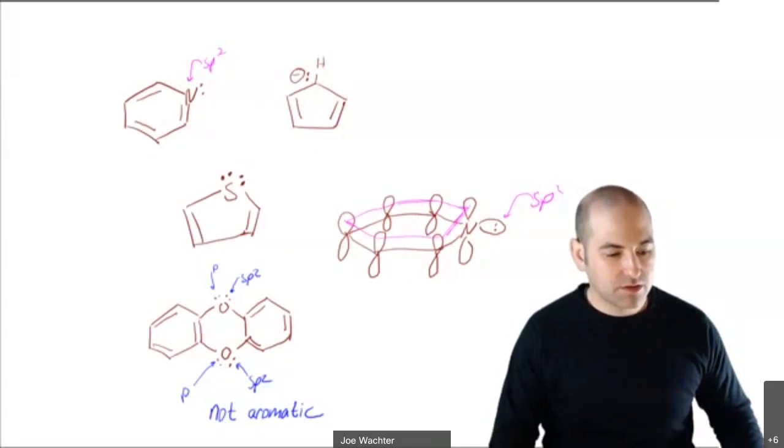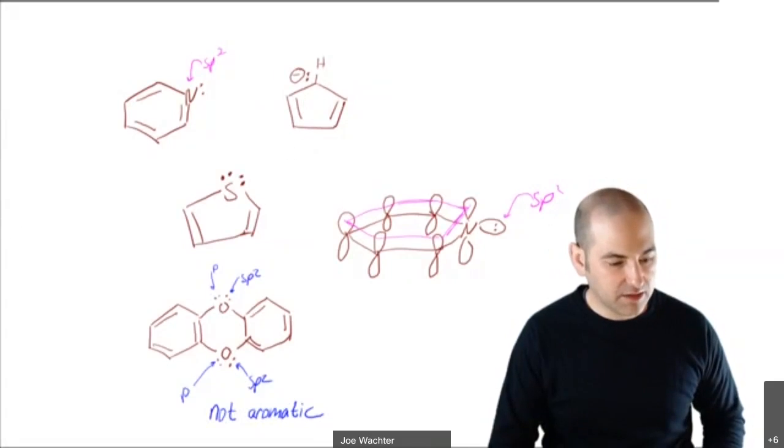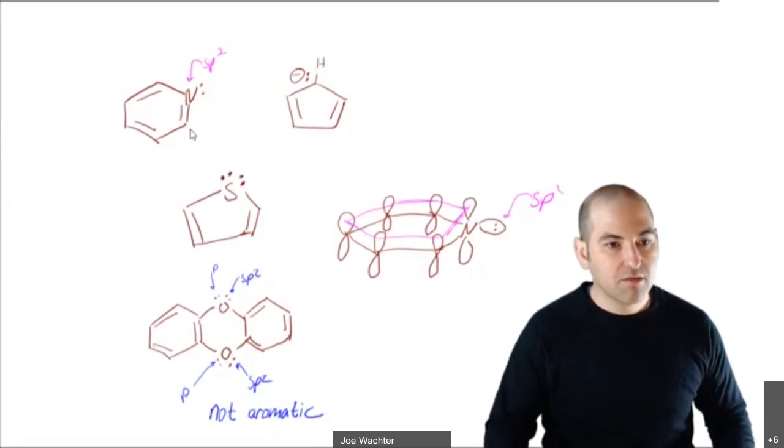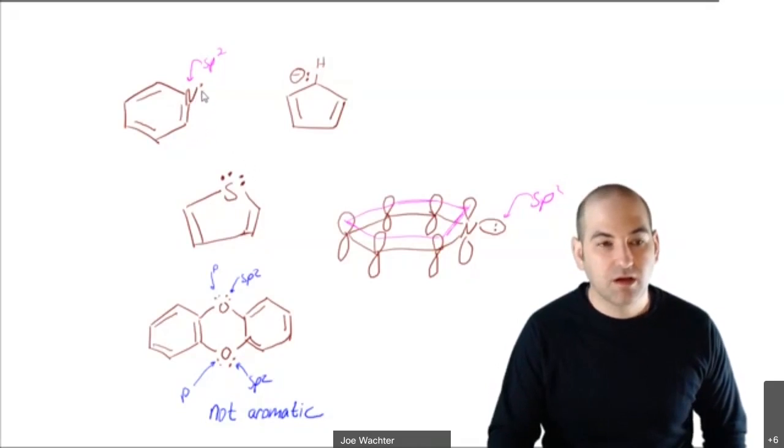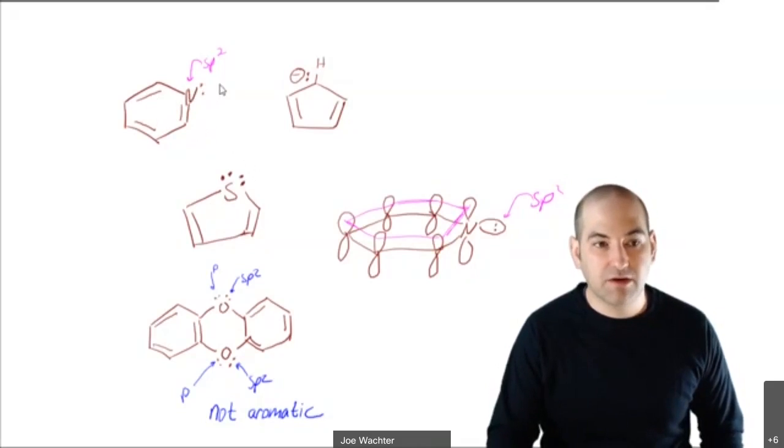So to the question earlier, if the number of lone pairs and double bonds is odd, aromatic. Yeah, I mean I think that works okay, but the issue is things like this. You have to make sure you know whether or not the lone pair is a part of the pi system. If the lone pair is a part of the pi system, you count it. If it's not, like in this case, then you don't count it.